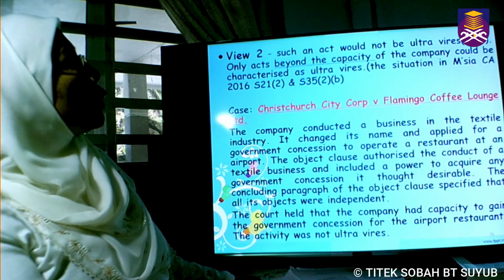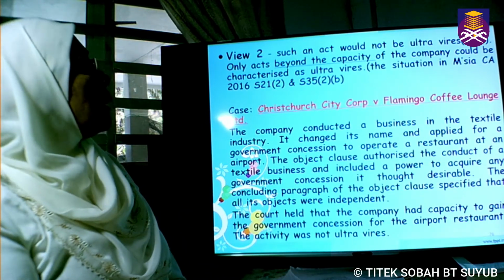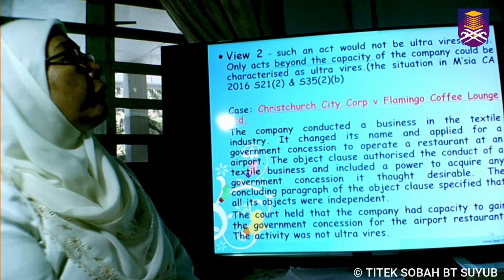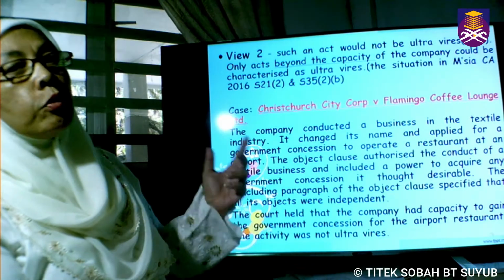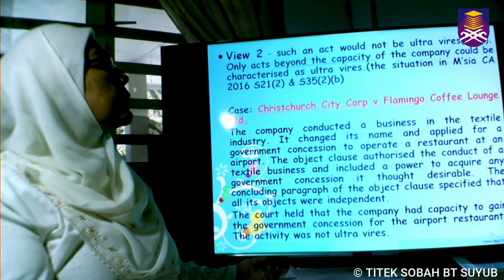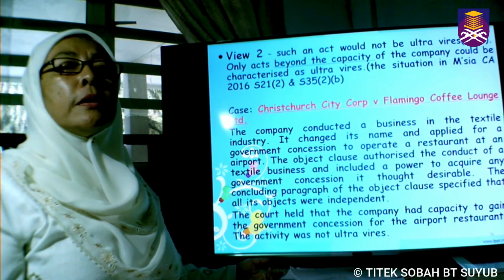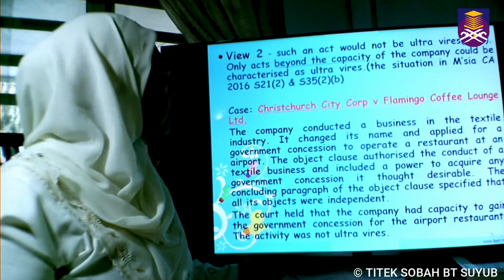Okay, view number 2. Such an act would not be ultra vires, meaning it would be valid; only if it is beyond the capacity of the company will it be considered ultra vires. This is similar to our Companies Act section 21(2) and section 55(2)(b). It talks about companies having the full capacity to enter into a contract, right?